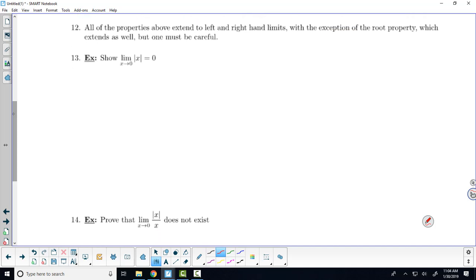All of the above properties extend to left and right hand limits, and now we're going to explore one of my favorite questions in the class. This question will show up on your first exam. Some version of it, it won't be exactly the same. Some version of this question shows up on your first exam. It'll show up on your final exam. Okay? If I had my druthers, it'd be a pearly gates question.